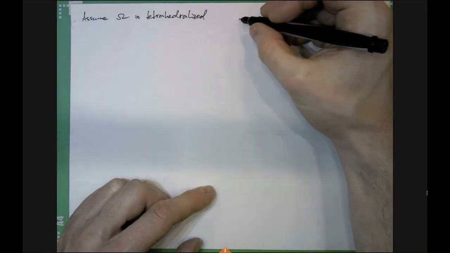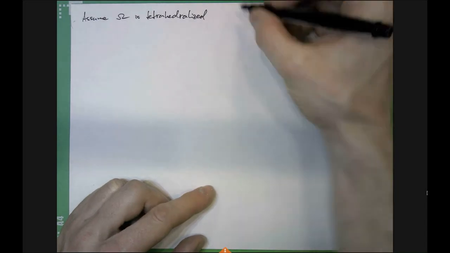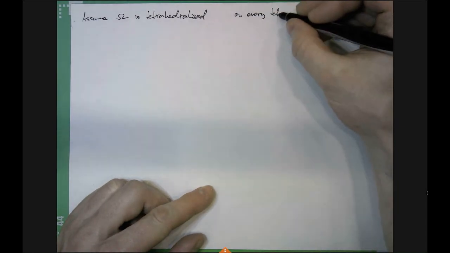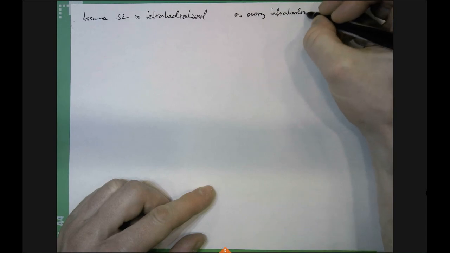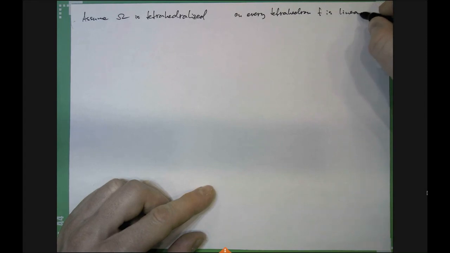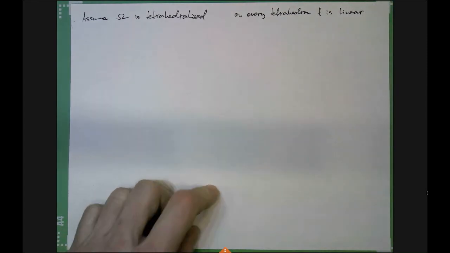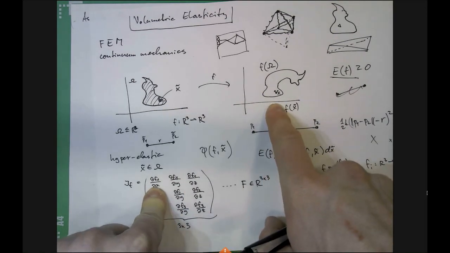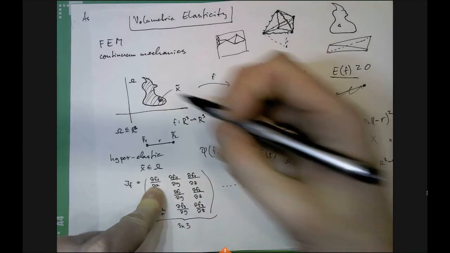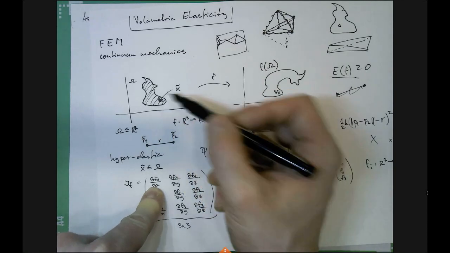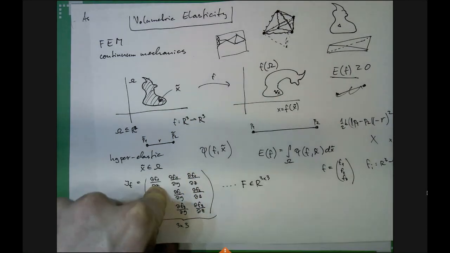What that means is that on every tetrahedron, f is linear. So before I was saying that the F can be completely arbitrary mapping. Here I'm saying that no longer arbitrary, the F needs to be linear on every tetrahedron, so altogether it's piecewise linear.